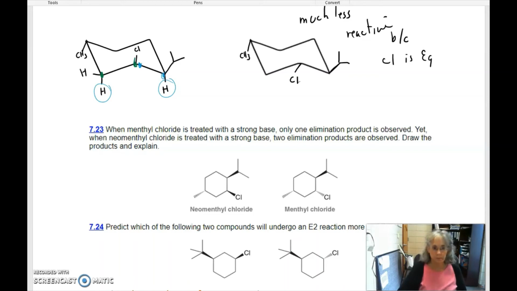For this one, if we draw it in a position so that it's equatorial, we have a proton here that can be taken off, that's on a wedge, right? But the wedge position here is taken up by this bulky group. So there's only one proton that's even available for a reaction.